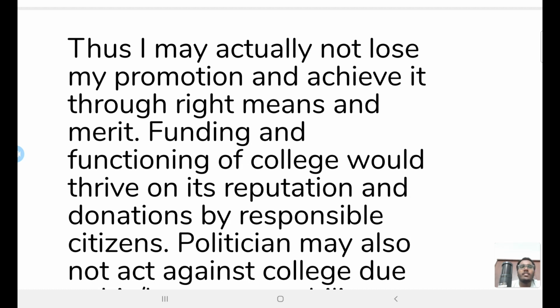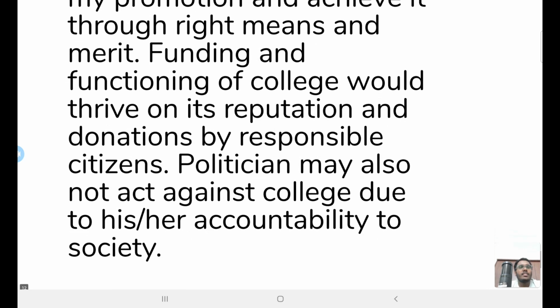So that is why achieving your promotion via right means is very essential. If you use wrong means, then you will always be blackmailed. They would always try to expose you. So this is very important. And funding and functioning of the college would thrive on its reputation and donations by responsible citizens. Yes, again, most of the funding to the colleges is by responsible citizens who want to do something for the society. So the reputation of the college is important, not just one donor. And a politician may also not act against the college due to his or her accountability to society.